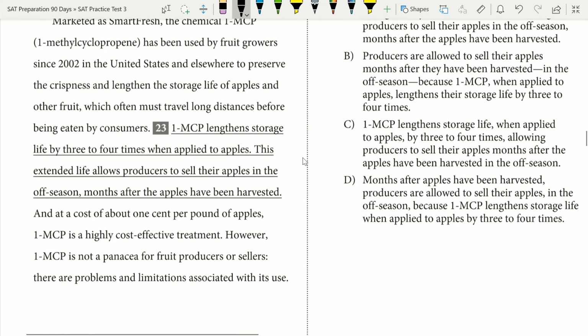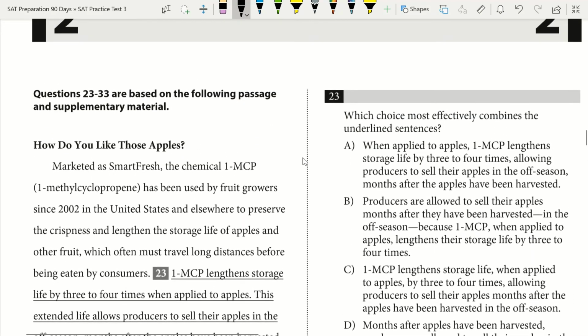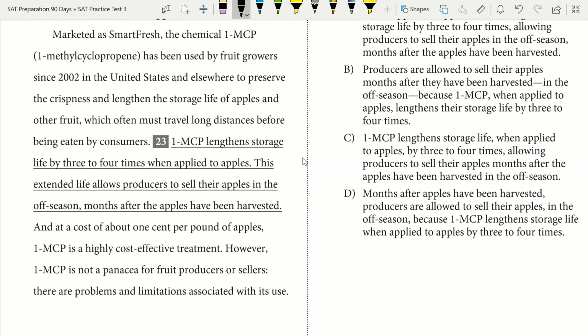Marketed as Smart Fresh, the chemical 1-MCP has been used by fruit growers since 2002 in the United States and elsewhere to preserve the crispiness and lengthen the storage life of apples and other fruit, which often must travel long distances before being eaten by consumers. Okay, at this point, I'm probably going to be asked to combine these sentences. I am. Okay, so I have 1-MCP lengthens the storage life by 3 to 4 times when applied to apples. This extended life allows producers to sell their apples in the off-season months after the apples have been harvested.